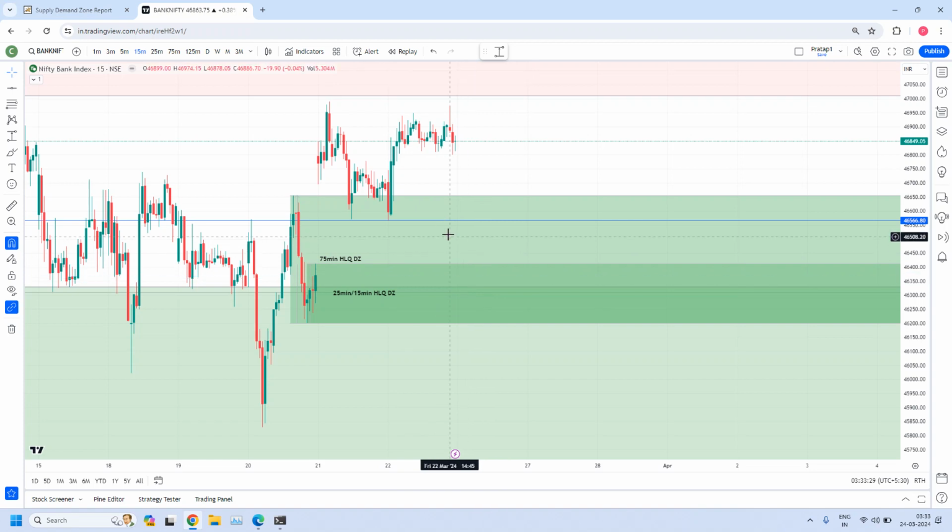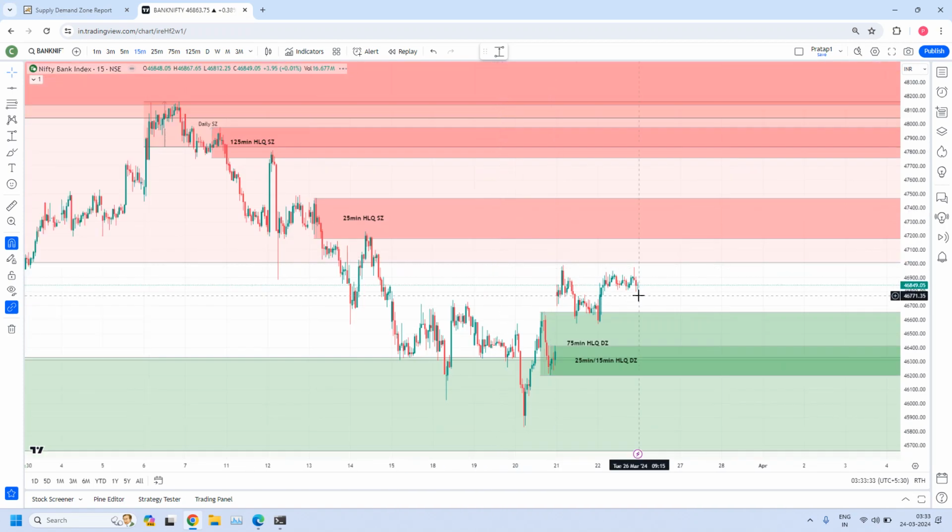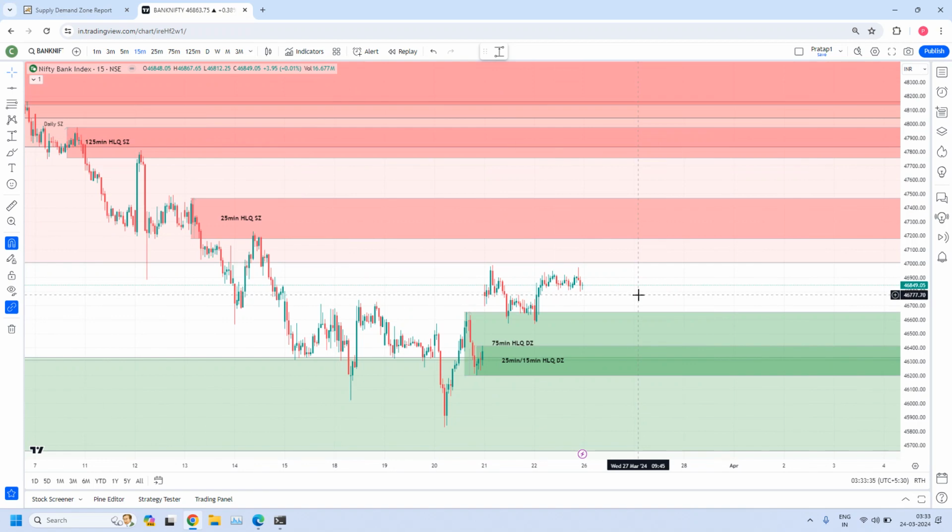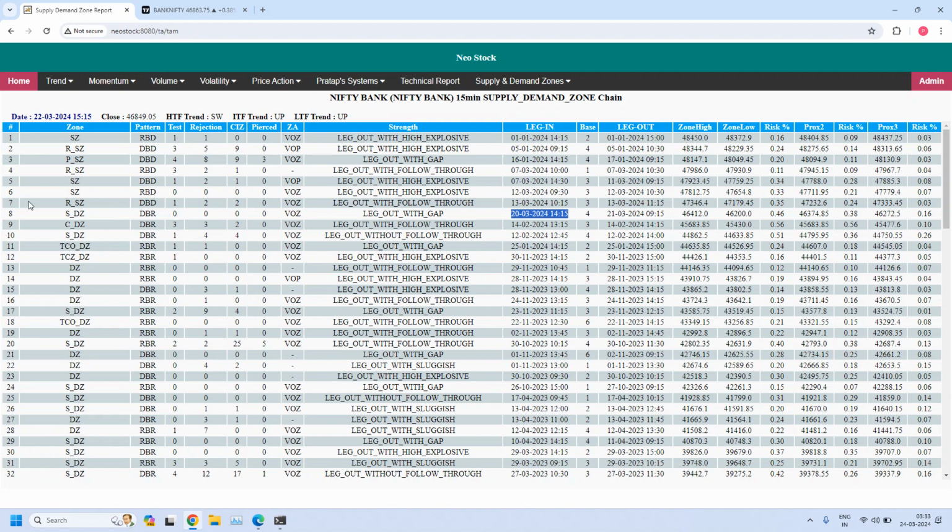That is possible. So I am deleting these blue colors. Now this is the 15 minutes demand zone. Now what about the supply zone? The 15 minutes supply zone, the 7th one, the serial number 7th in this. This is the one. This is a high liquidity zone. Already it probably gave you trade opportunities during last week.